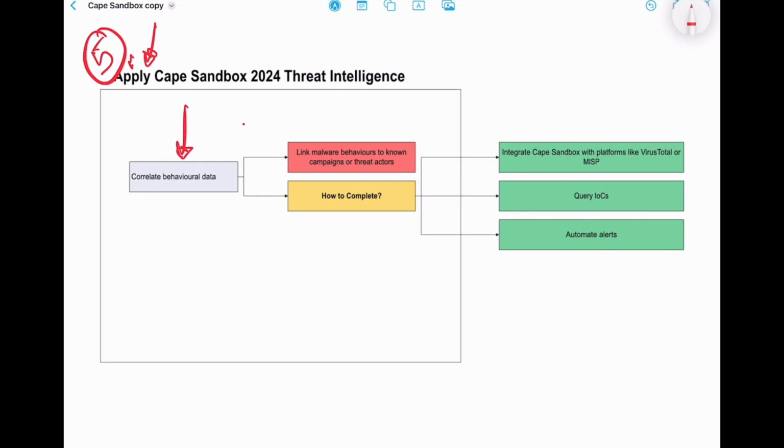And why is this important? It's important because it enhances detection accuracy by linking malware behavior to known threat campaigns. And then how do you achieve that? How do you complete this step? First, you need to integrate Cape Sandbox with platforms like VirusTotal or MISP. MISP stands for Malware Information Sharing Platform. Then you need to query the IOCs, the indicators of compromise, which are extracted from the malware. Then you need to automate the alerts for future detection of similar patterns.